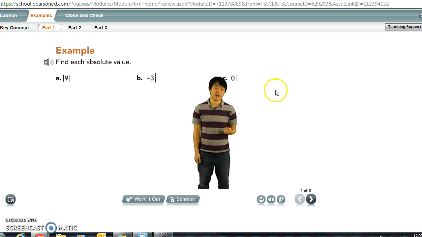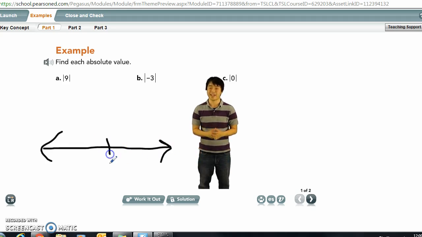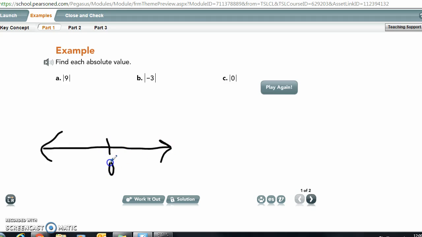Finding the opposite of a number is not the same as finding the absolute value of a number. Sure, sometimes the opposite of a number and the absolute value of that number will be equal, but that won't always be the case. So the absolute value is how many units away from 0 you are. If this is 0, and they want us to find the absolute value of 9, well, 9's over here. So to get from 0 to 9, I am moving 9 whole units.